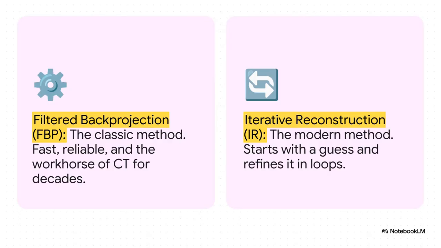For decades, filtered back projection, or FBP, was the gold standard. It's fast and reliable. But today, many scanners use a new, more powerful technique called iterative reconstruction, or IR. Instead of a one-shot calculation, IR starts with an initial guess and then refines it over and over, getting closer to the perfect image with each loop.